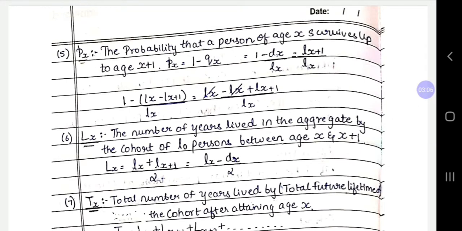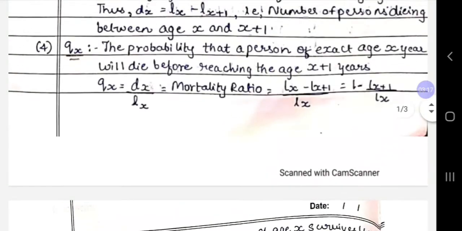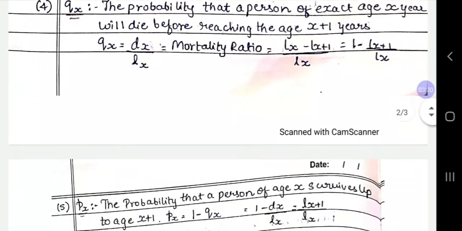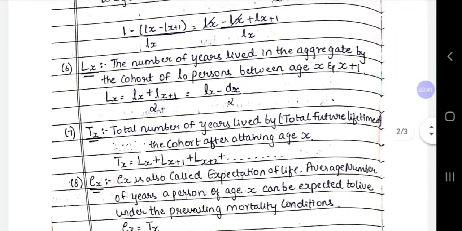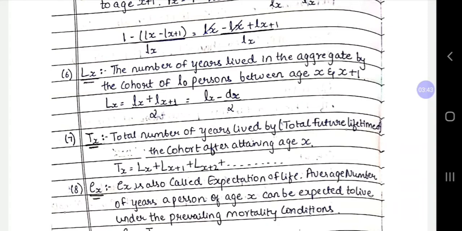Next, your fifth point is px, the probability that a person of age x survives up to age x plus 1. So dx and qx were about dying; px is where the person is living up to that age and more than that age. px is equal to 1 minus qx. So lx minus dx divided by lx is equal to lx plus 1 divided by lx. Here you use the formula for calculation, just go through it.